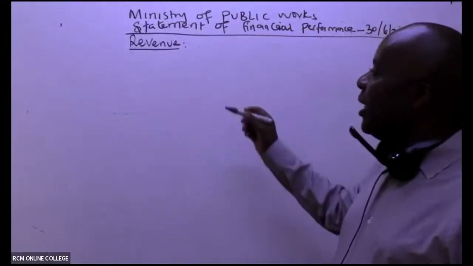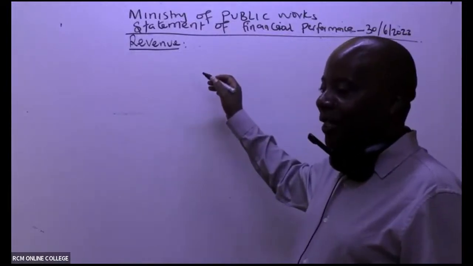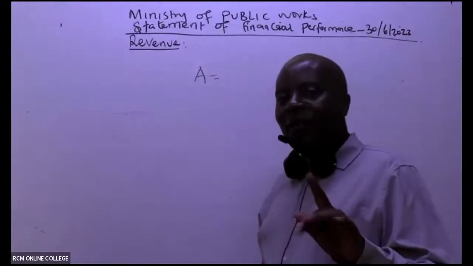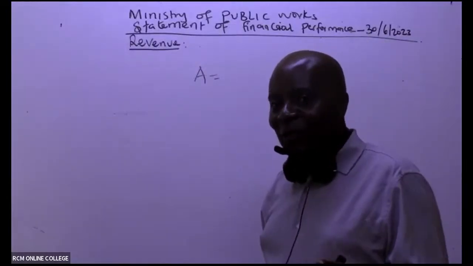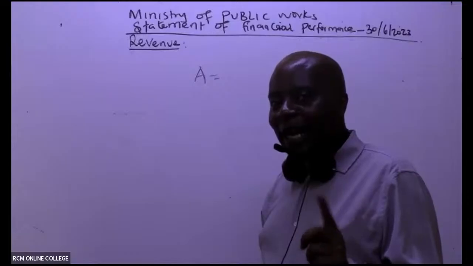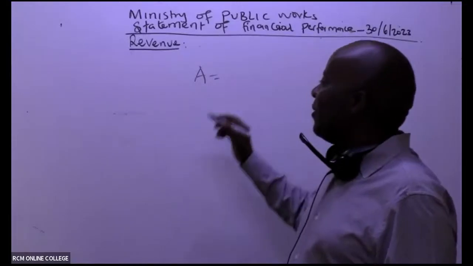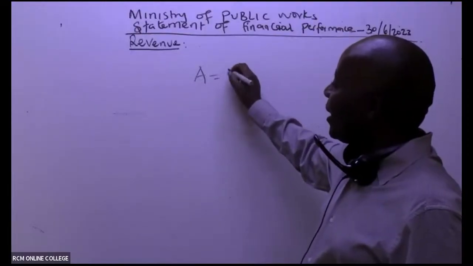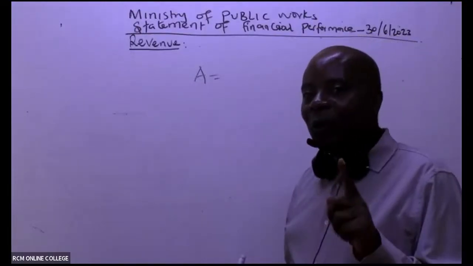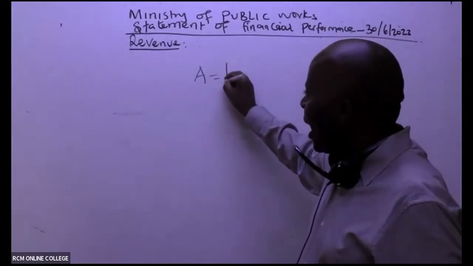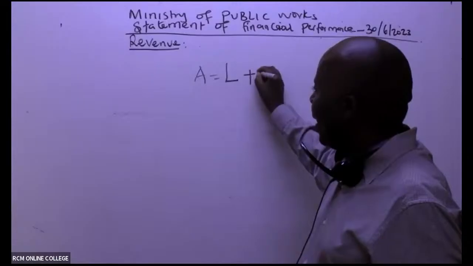Remember, in the private sector, we normally say our assets must be fully financed. They must be fully financed by who? By debt or what? Equity. Debt, of course, is what we lump together and call liabilities, plus equity.